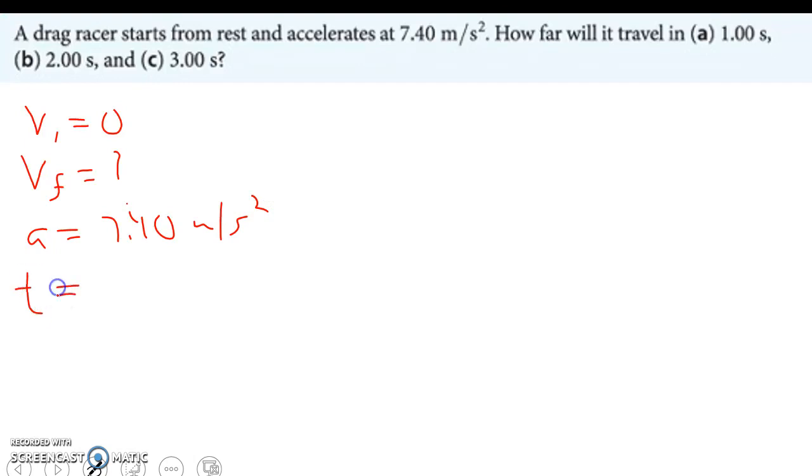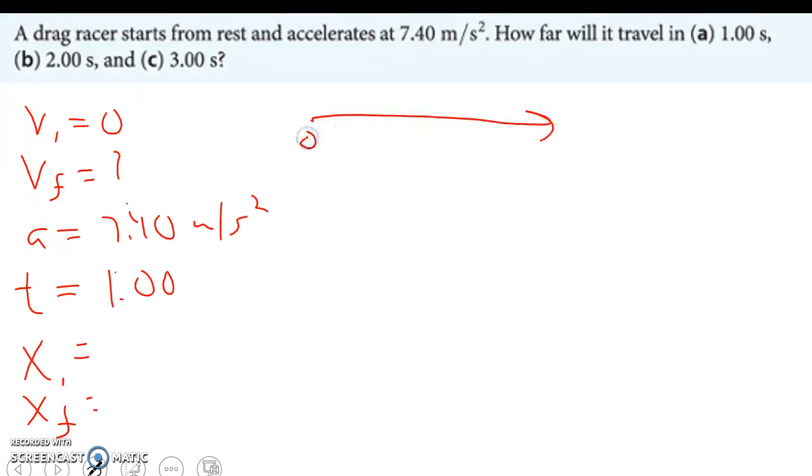So, a drag racer starts from rest and accelerates at 7.4 meters per second squared. How far will it travel in 1, 2, and 3 seconds? So we start from rest, which means our initial velocity is 0. Our final velocity is unknown. Our acceleration is 7.40 meters per second squared. And then our time is going to be 1 second, or 2 seconds, or 3 seconds, right? So final velocity we don't know. What we're looking for is our final position. Our initial position in this case, since we're traveling this way, will be 0.